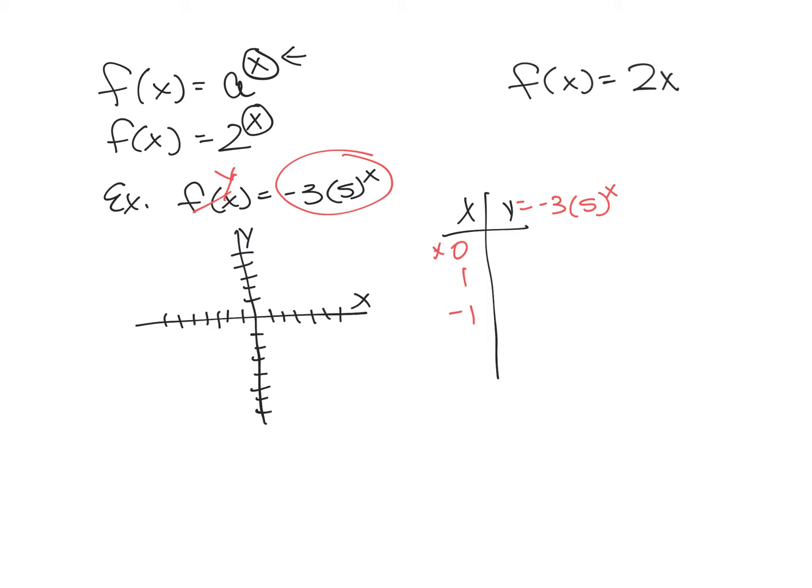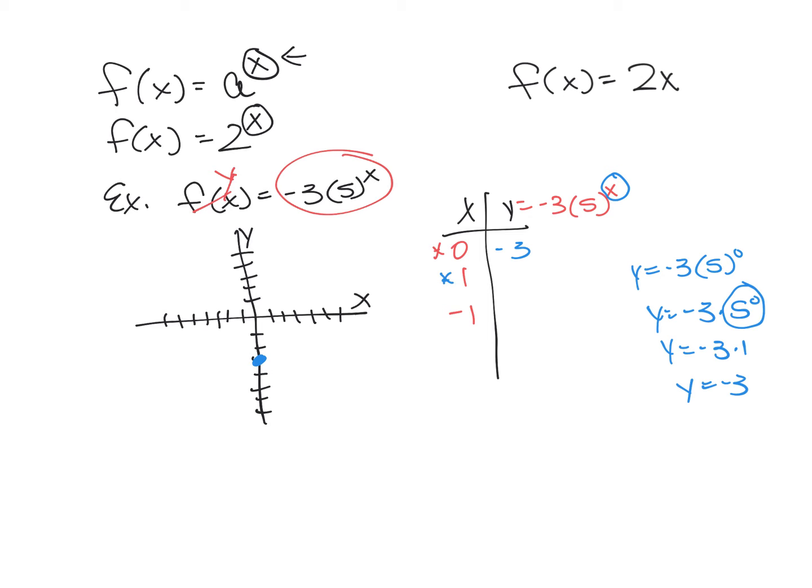We're going to replace this x with 0. So y equals negative 3 times 5 to the power of 0. Remember, that means negative 3 times 5 to the power of 0. So 5 to the power of 0 is 1, and so y equals negative 3. We're going to plot that point at 0, negative 3.